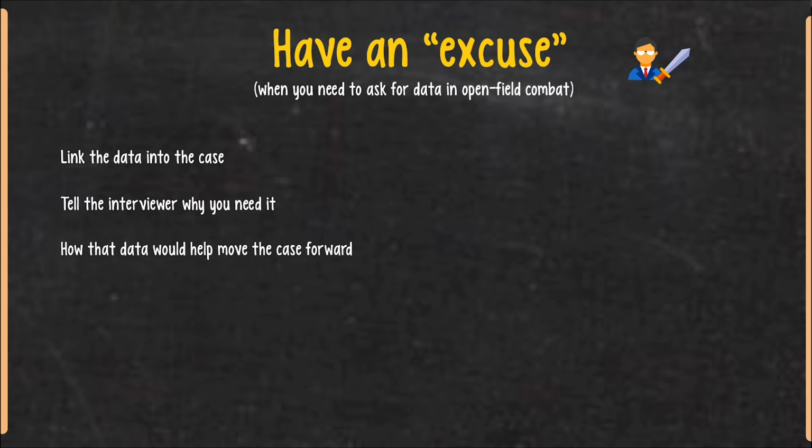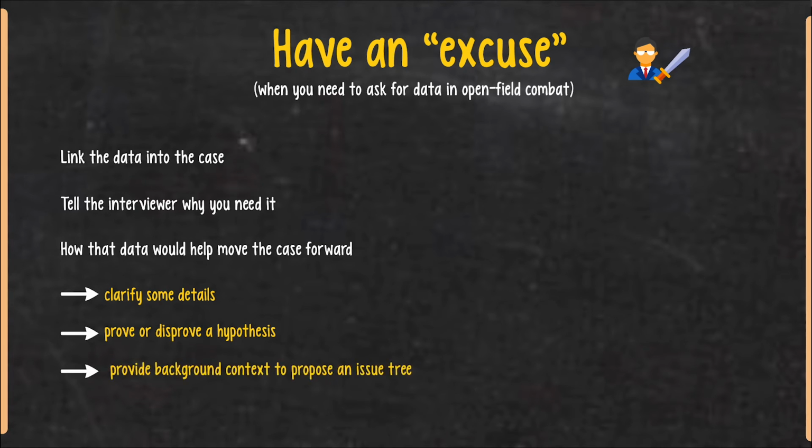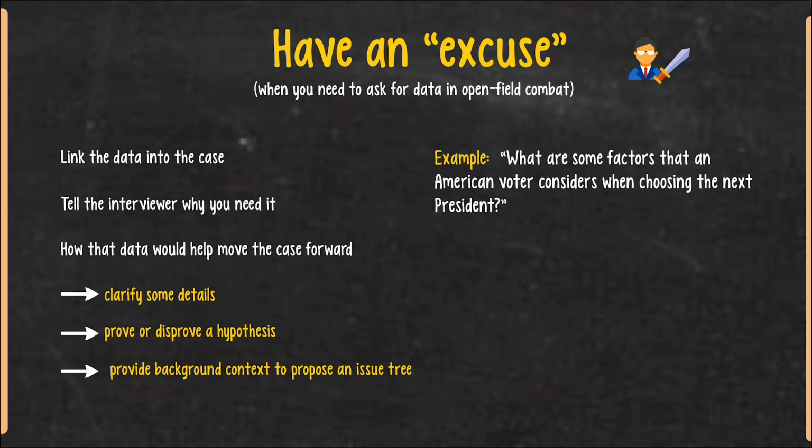Some plausible excuses are, clarify some details like we just did in 4.1, prove or disprove a hypothesis, or provide background context to propose an issue tree. For example, in the value proposition question above, what are some factors that an American voter considers when choosing the next president? If we want 2 layers, we really need data on demographics specifically.